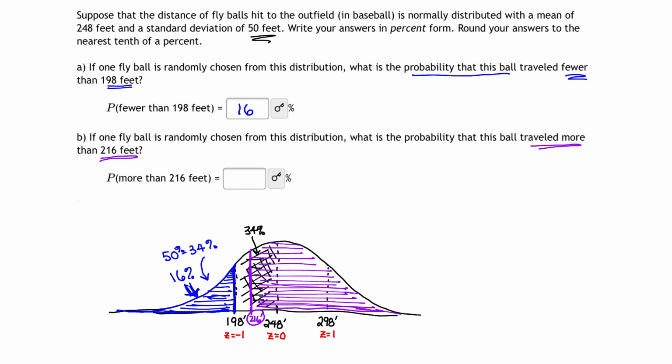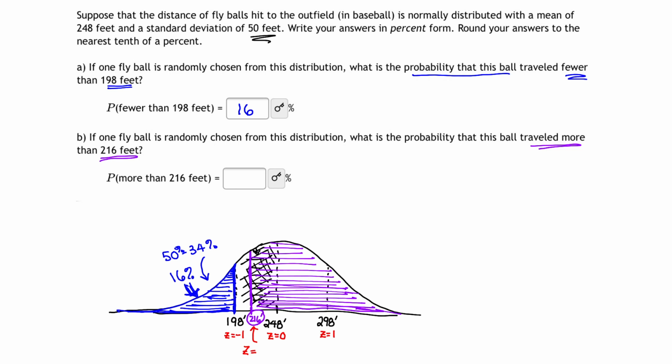216 feet, unfortunately, doesn't lie on a straight standard deviation. It's not like one standard deviation away. So we can't use our empirical rule. So we're not going to be able to use that 34%. Instead, we're going to need to use our z-table and our z-scores. So let's calculate what would be the z-score that corresponds right here to 216 feet.